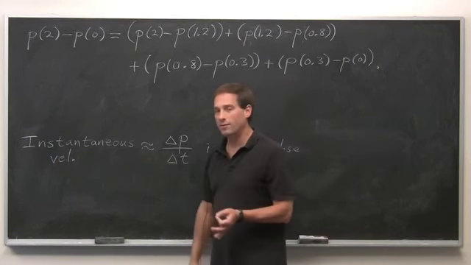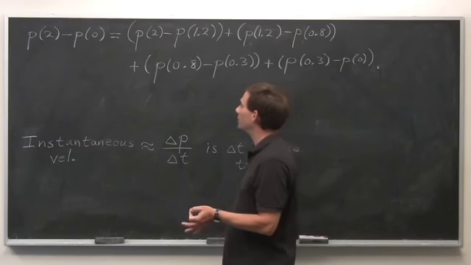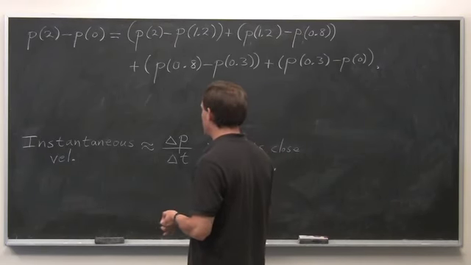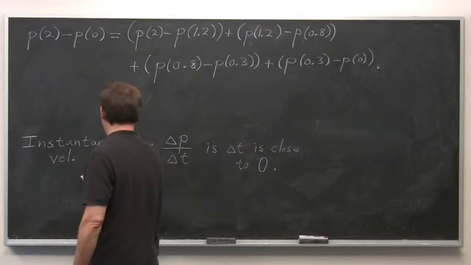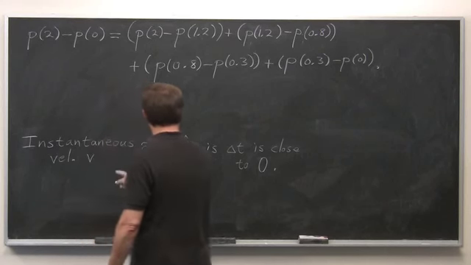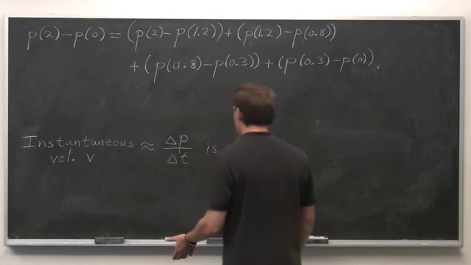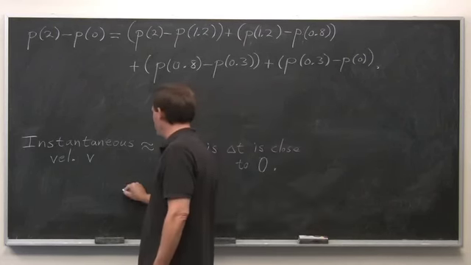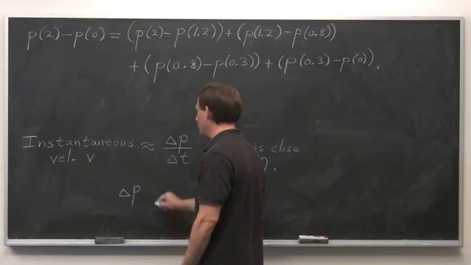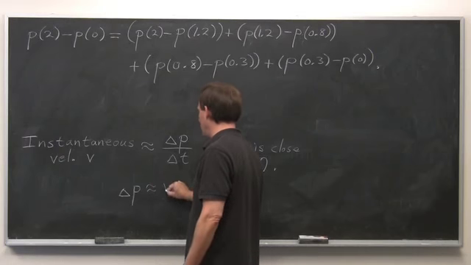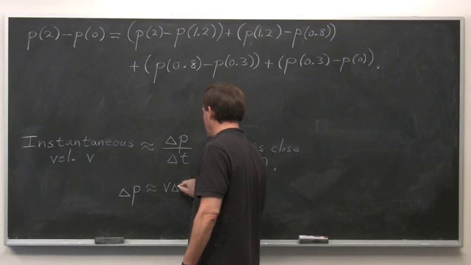All right, but we're given some instantaneous velocities. And so what does this do for us? If you call the instantaneous velocity v, and you multiply both sides by delta t, what we're going to use is that the change in position should approximately be the velocity times the change in time.